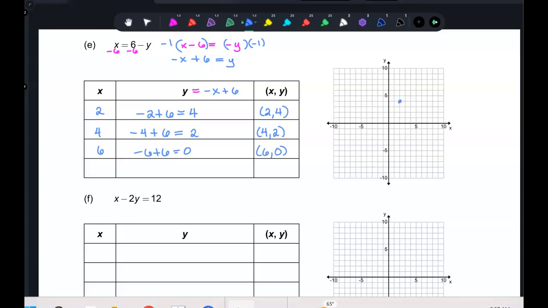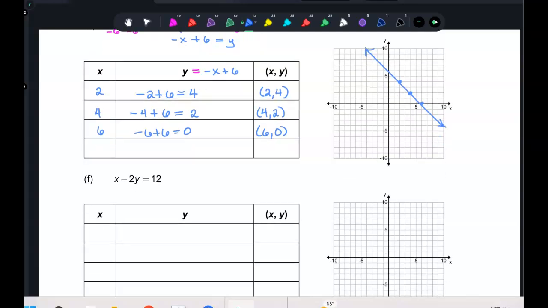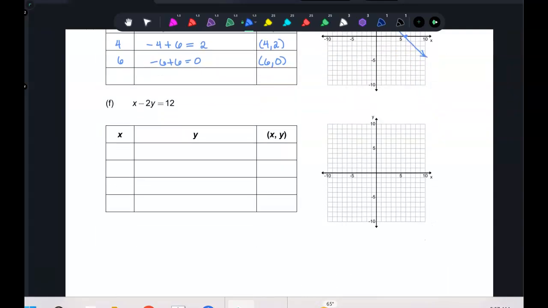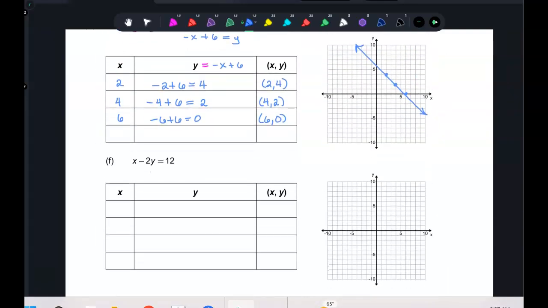So 2, 4 goes here. 4, 2 is here. And then don't forget 6, 0. That's going to be on the x-axis. Boom shakalaka. Wait, mine doesn't line up. Oh wait, I think I did it wrong.